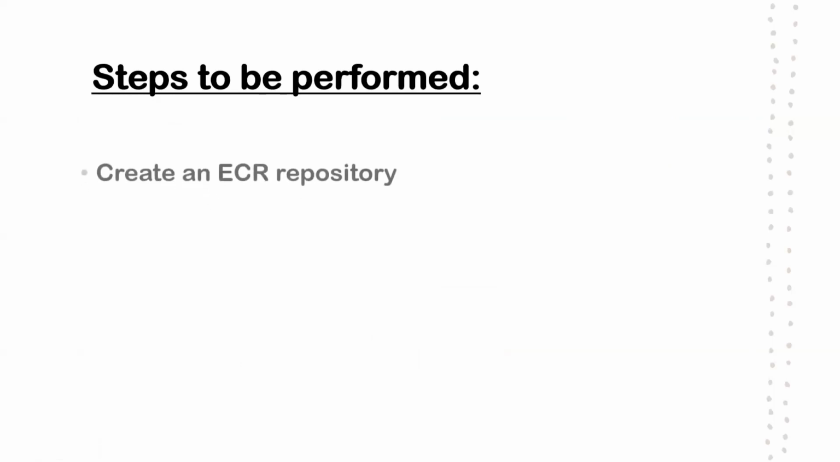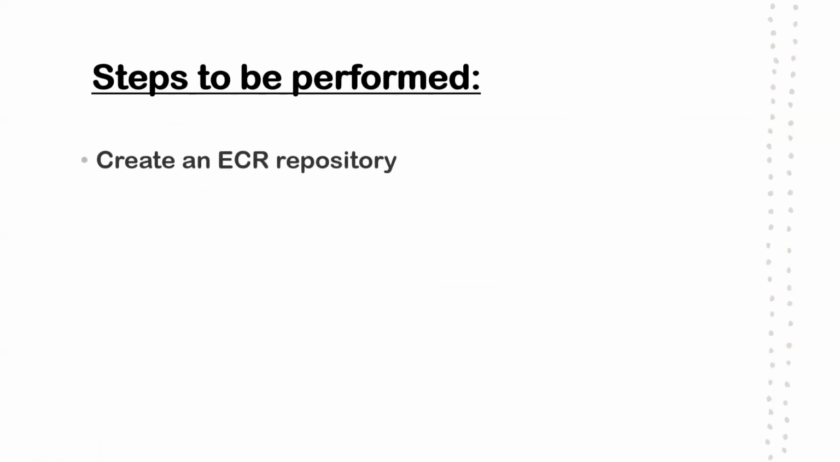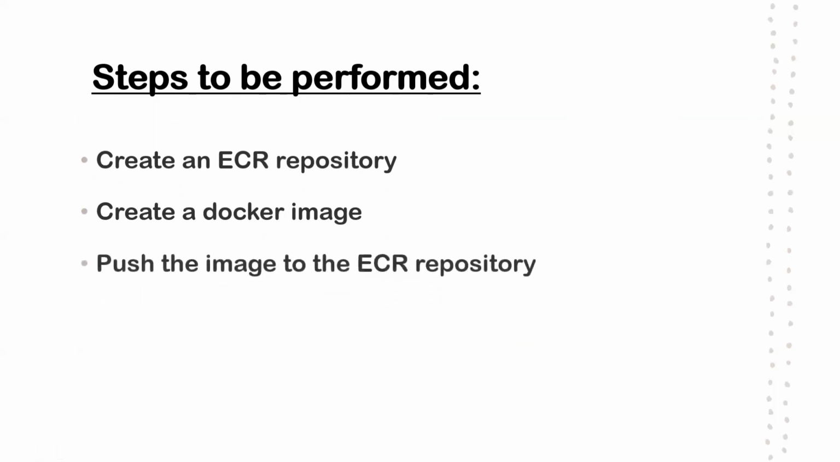The steps that we are going to follow are, we'll first be creating an ECR repository. Then we'll be creating a Docker image which we want to push to this particular ECR repository, and then we'll push that image to this repo. So now let's go to our ECR dashboard and create the repository.